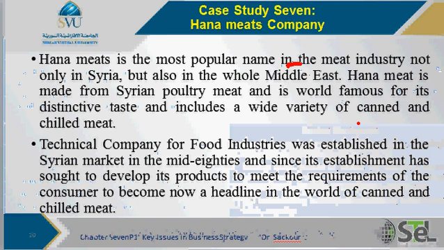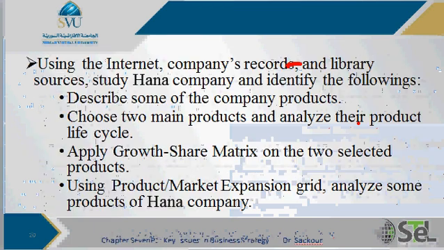Technical Food for food industry was established in the Syrian market in the mid-80s. Since its establishment, it has sought to develop its products to meet the requirements of the consumer, to become a new headline in the world of canned and chilled meat.